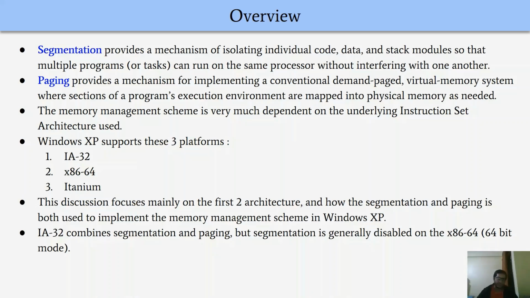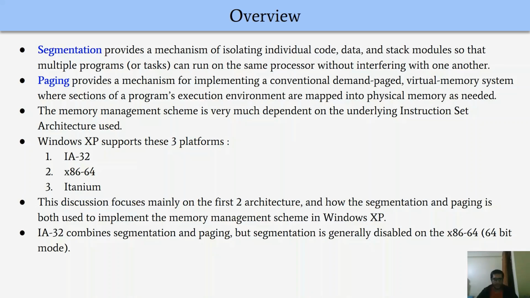So in segmentation, we provide a mechanism to isolate those segments which are known as code segment, data segment, and others like stacks. And they run on the same processor without interfering with one another. They are kind of independent with respect to each other. While in paging, we provide a mechanism for implementing a conventional demand page virtual memory system where sections of a program's execution environment are mapped into physical memory as needed.